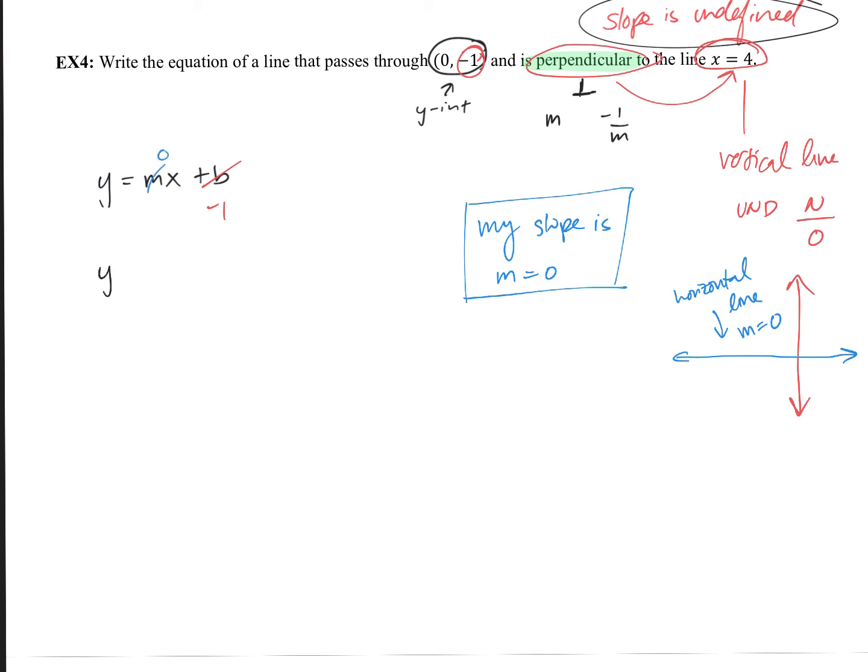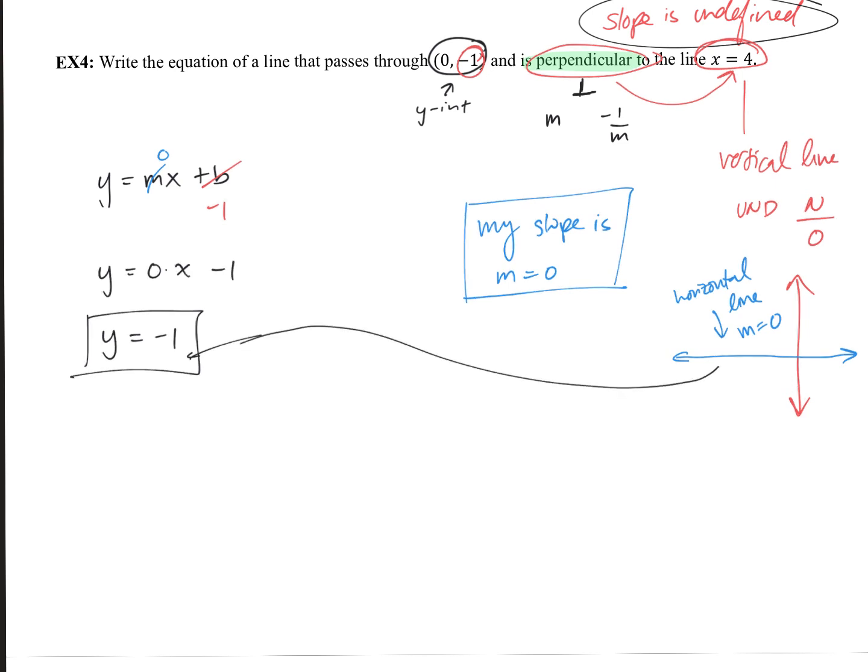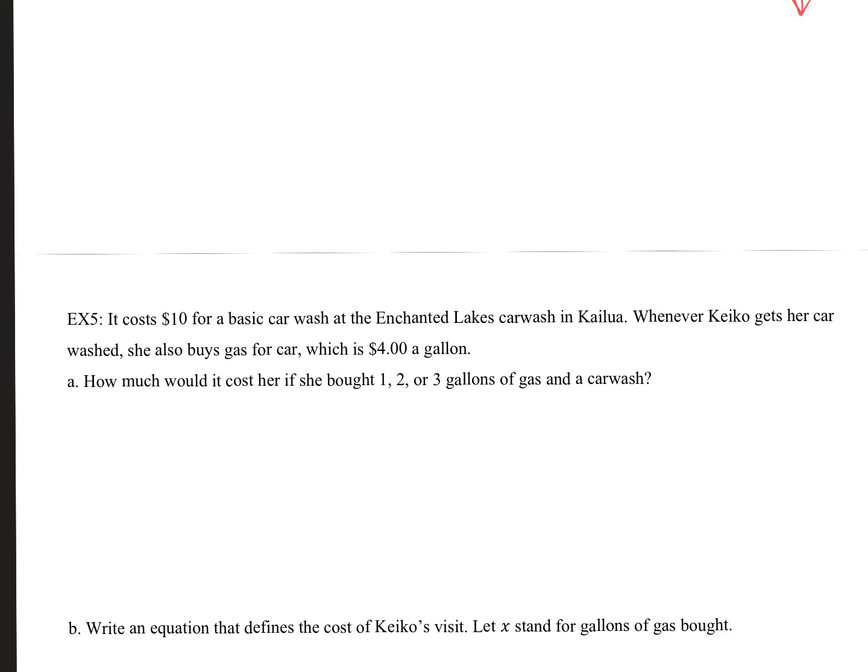I end up with y equals 0 times x minus 1. Well, I can simplify that. That's just y equals -1. And does that make sense? Well, yes, this is the equation of a horizontal line, because we only have y in the equation. And that makes sense because I knew my line was supposed to be horizontal. Alright, moving on. Example 5.